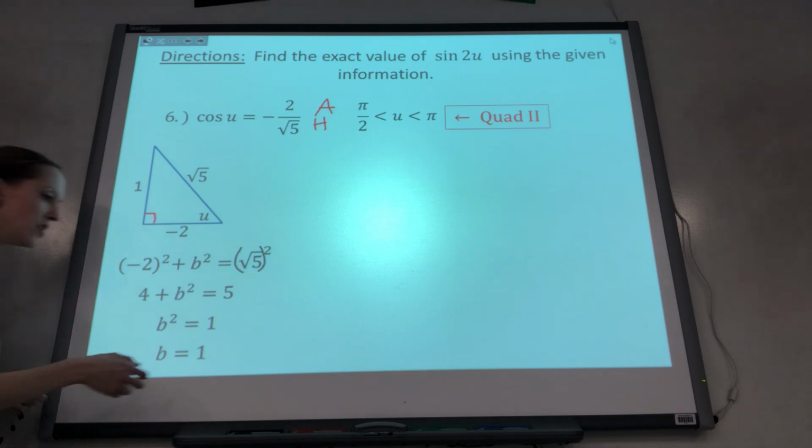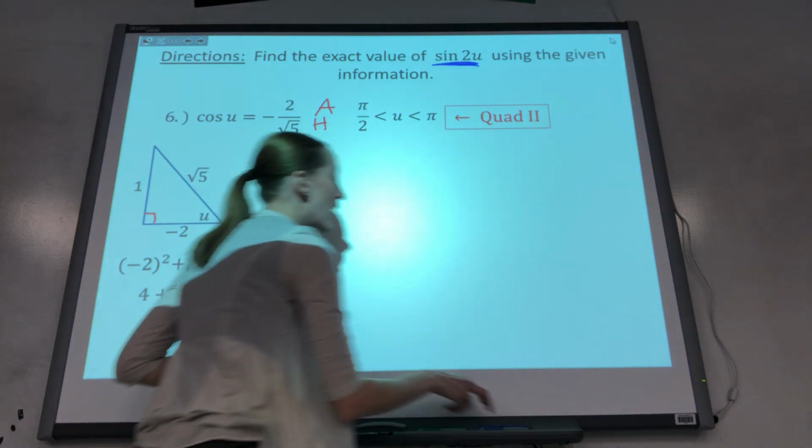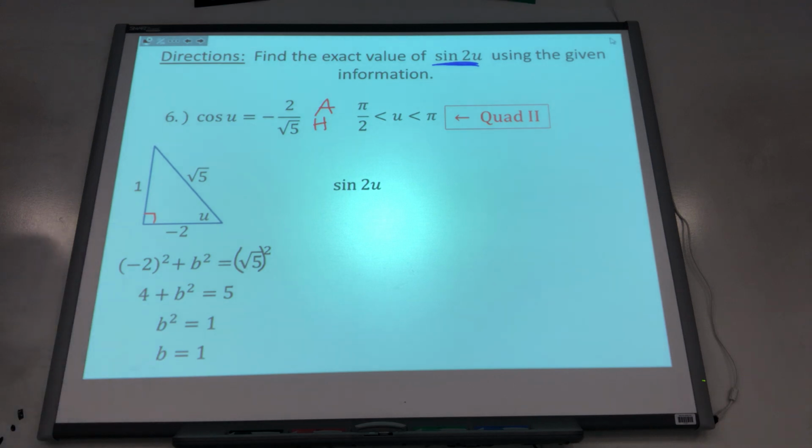Now, what am I even doing here? I'm supposed to find sine of 2u. Again, this is another formula that you'll want on your cheat sheet. You might be asked for cosine of 2u or tangent of 2u. I don't have any examples with those today, but it's just more formulas that you'll want to add.